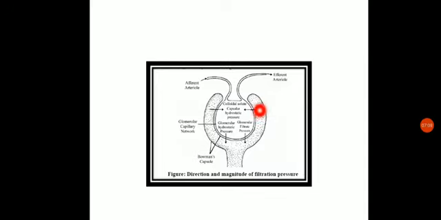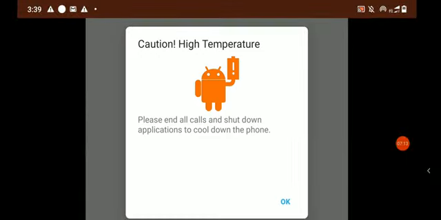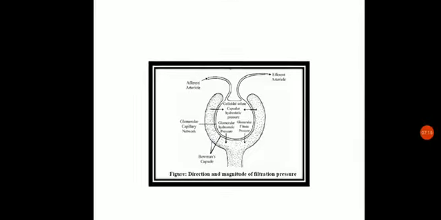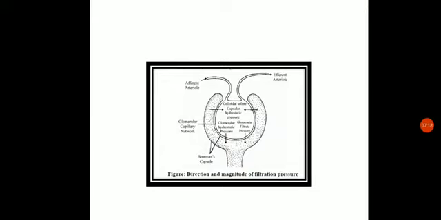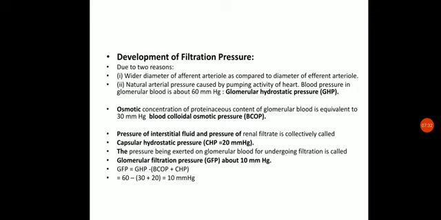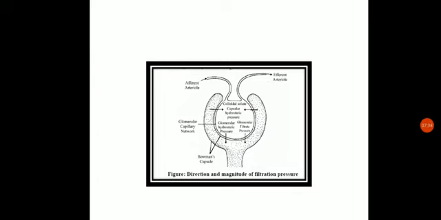Here you can see the GFP is obtained by the pressures exerted, mainly due to these reasons. That is the GHP exerted by the pumping heart, the BCOP exerted by the colloidal particles, and the capsule pressure, that is the CHP, the capsule hydrostatic pressure exerted by the interstitial fluid present in the capsule. So that was about the glomerular filtration pressure, okay.